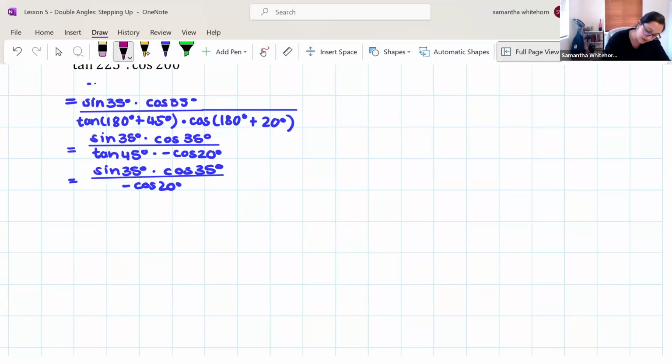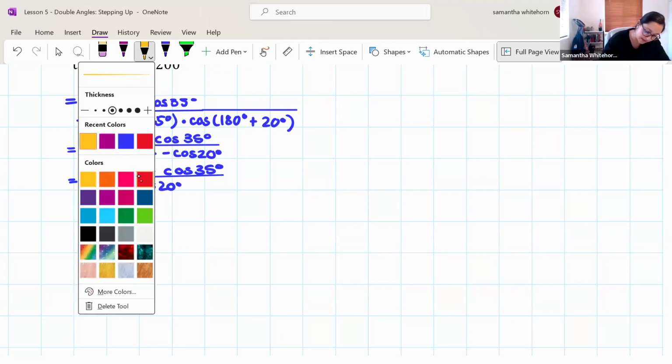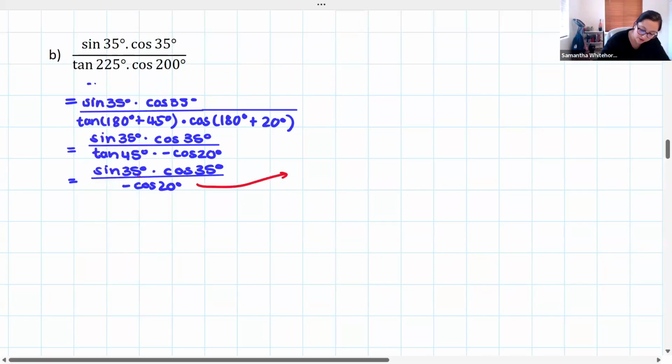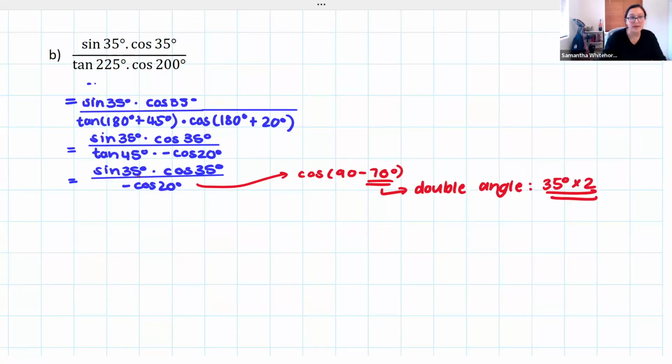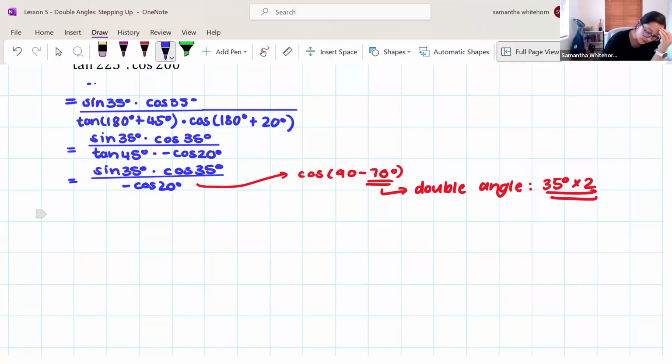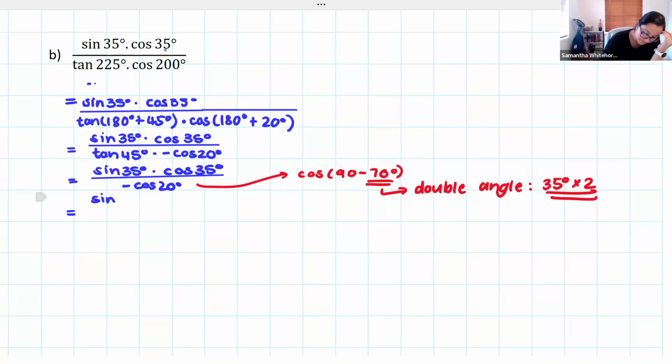Okay, so if I think critically about my numbers, if I apply a co-ratio of cos 90 minus 70 here, that 70 is a double angle. Because if you were to go and say 35 degrees times 2, you get 70. That now links to my 35 in my numerator. So again, you need to start thinking about the relationships between the values that you have. So that's exactly what I'm going to do. I'm going to apply my co-ratio.